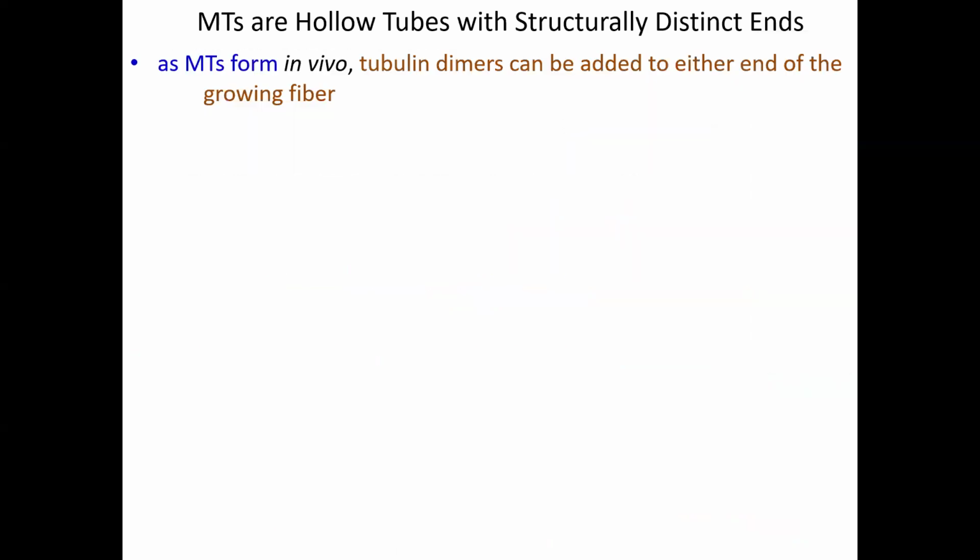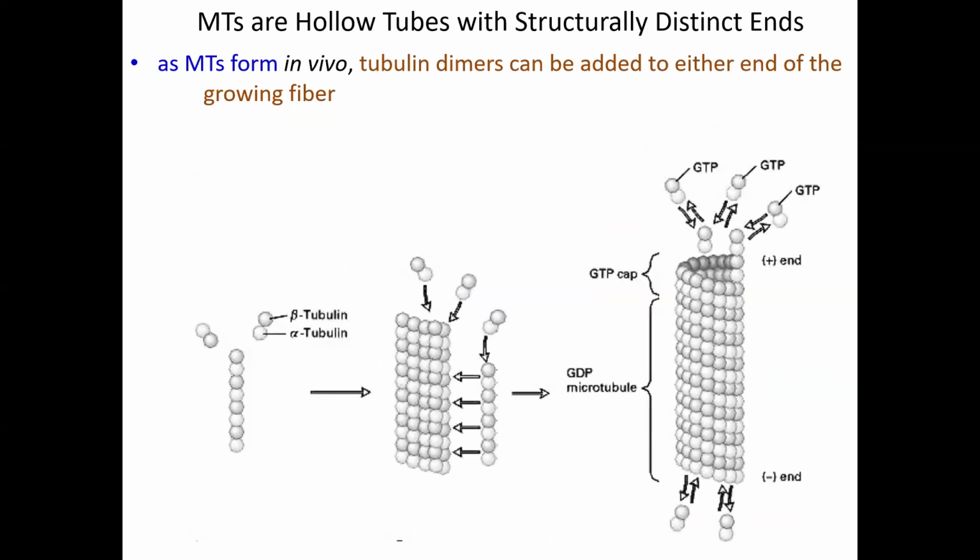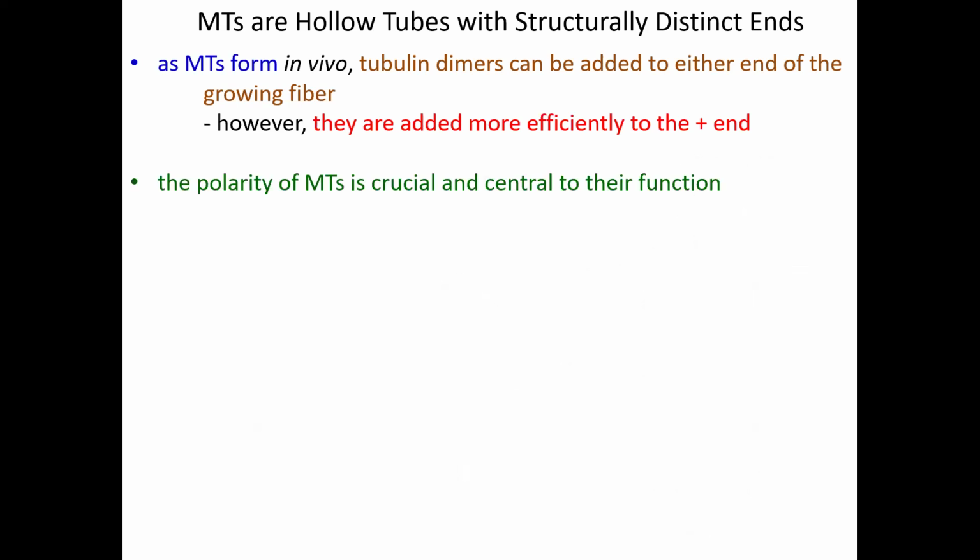As microtubules form in a living cell, these tubulin dimers can be added to one end of the growing fiber or the other. So we can conceivably and theoretically add tubulin dimers to the plus and minus end. However, the dimers are added much more efficiently to the plus end for reasons that we'll see in just a second. This difference in end and this difference in growth is crucial to the function and structure of microtubules because of what microtubules do, what they serve as. They serve as the highways of the cell. And proteins are going to walk along these microtubules to deliver cargo.